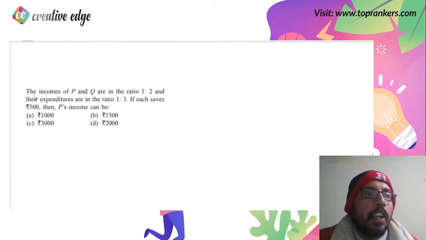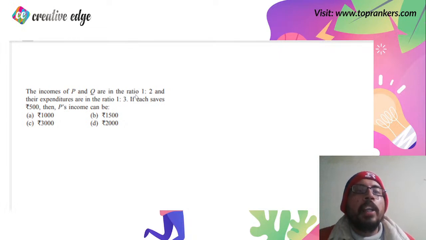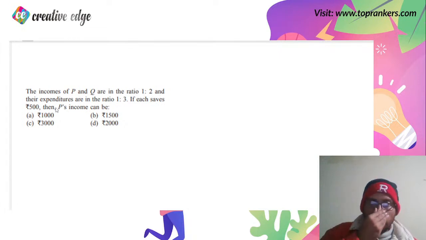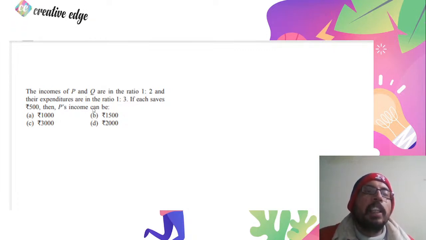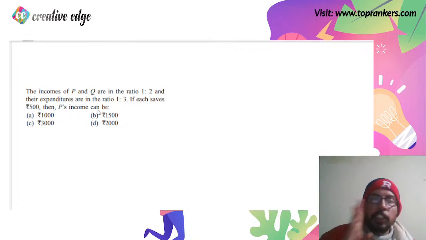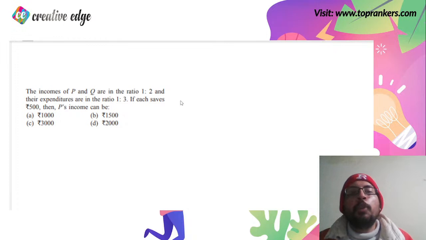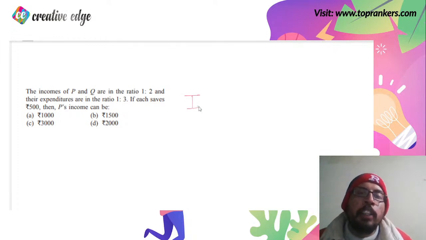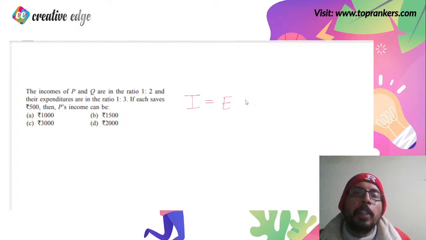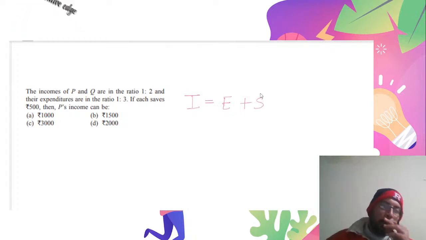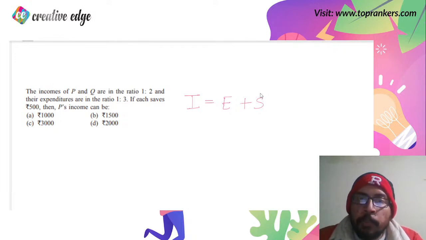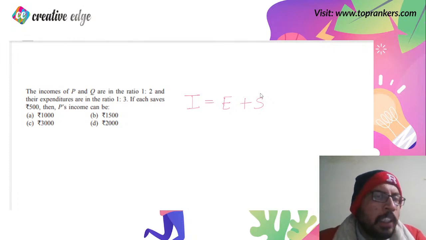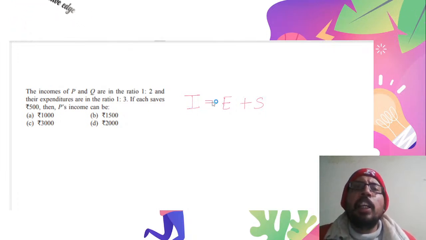The next question is, the incomes of P and Q are in the ratio 1:2 and their expenditure are in the ratio 1:3. If each saves 500, then P's income can be. So we have to find P's income. Now we should know one of the relations between income, expenditure and saving, that income is equal to our expenditure plus our saving. Our income is composed of two things, that is how much our expenditure is and whatever savings are. So when we combine both, we get our actual income or in-hand income. So income is expenditure plus saving.